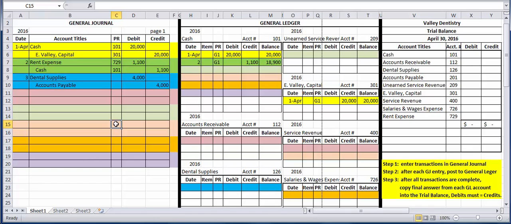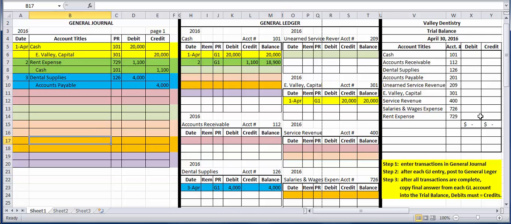So the next step is to post. Here's our dental supplies account. It's in blue, just like my blue transaction. Already color-coded for your viewing pleasure. So we have here April 3rd. Nothing in the item. G1 in the PR column. Remember, the G stands for general in general journal, and the 1 stands for page 1. So G1, general journal, page 1. I am debiting the dental supplies for $4,000, giving me a new balance in this account of $4,000. When I'm done, cross-reference back with the 126.